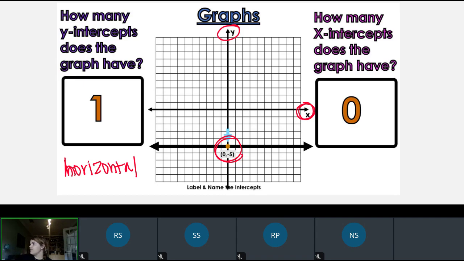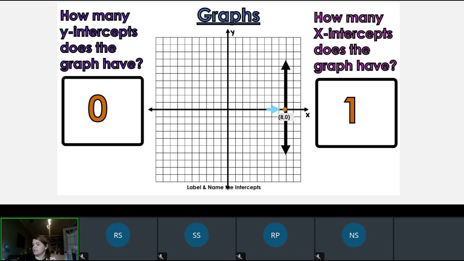Just like we can have one y-intercept and no x-intercepts, we can also have one x-intercept and 0 y-intercepts. So this is called a vertical line. It goes straight up and down. So does it intersect the y-axis? Here's the y-axis. I come straight down. I move. Nope, don't see it intersect. Okay, so 0 y-intercepts. And then over here, here is my one x-intercept. Any questions about determining intercepts from a graph?